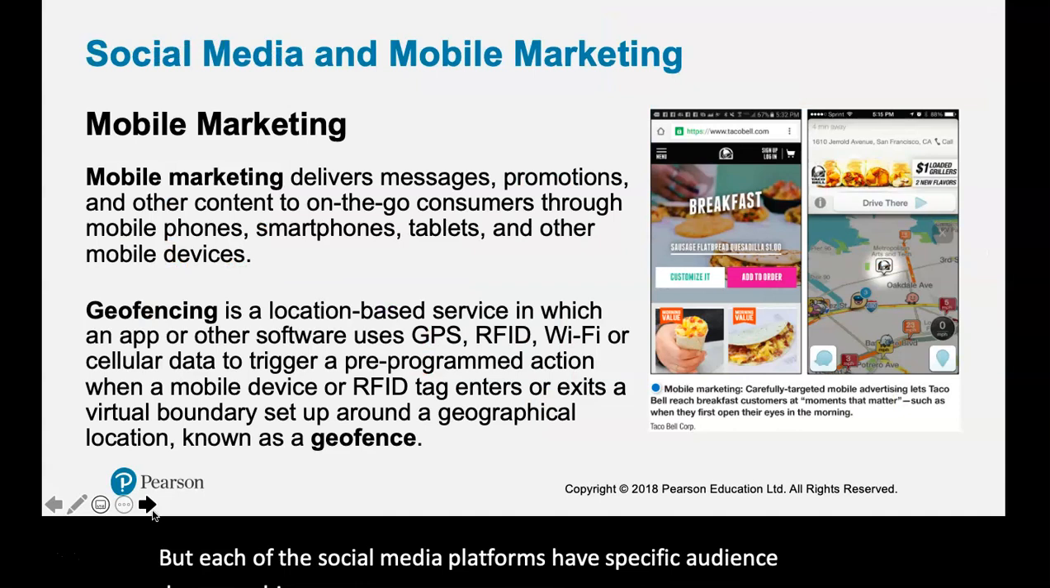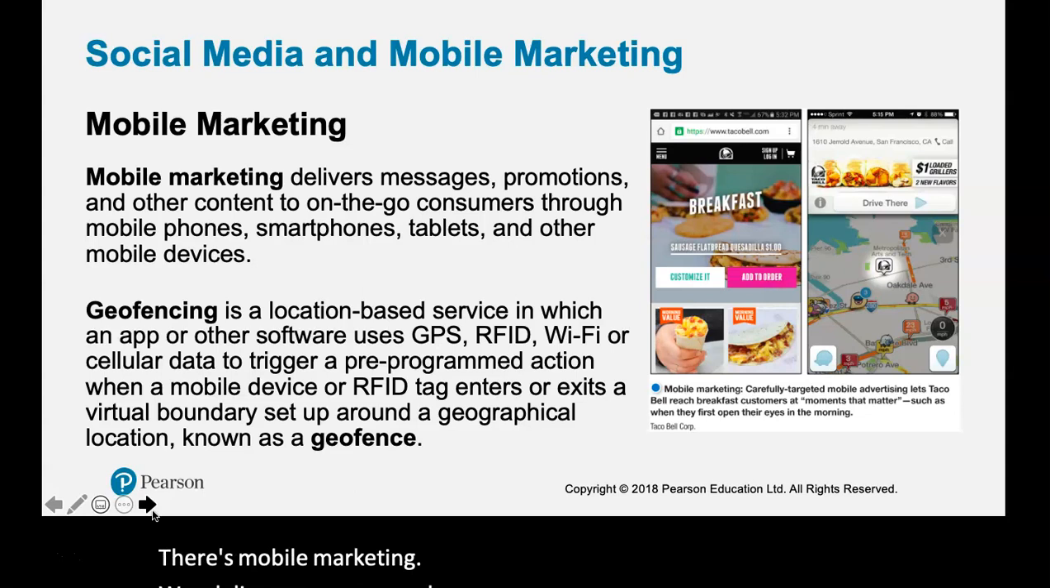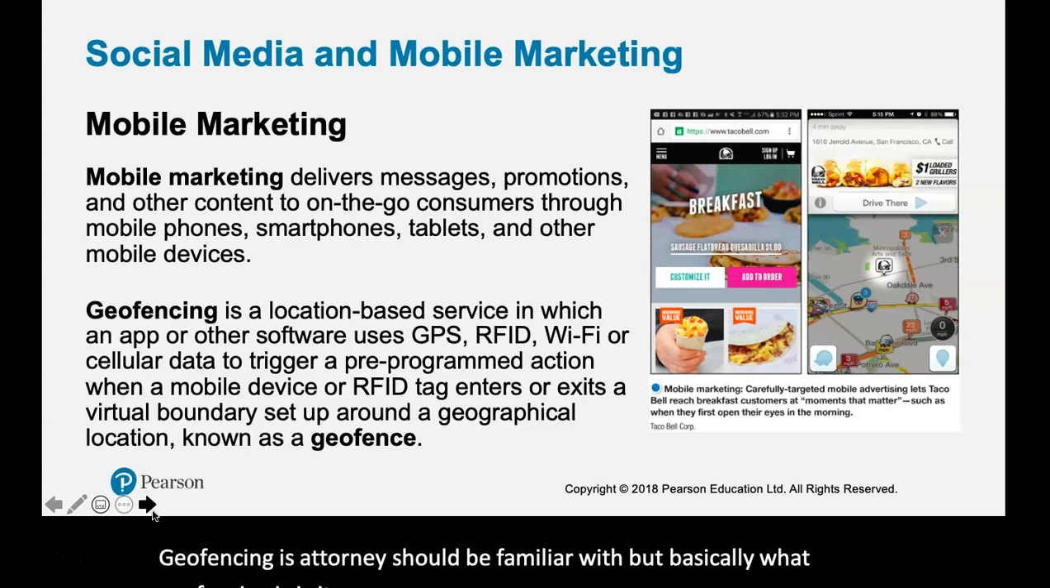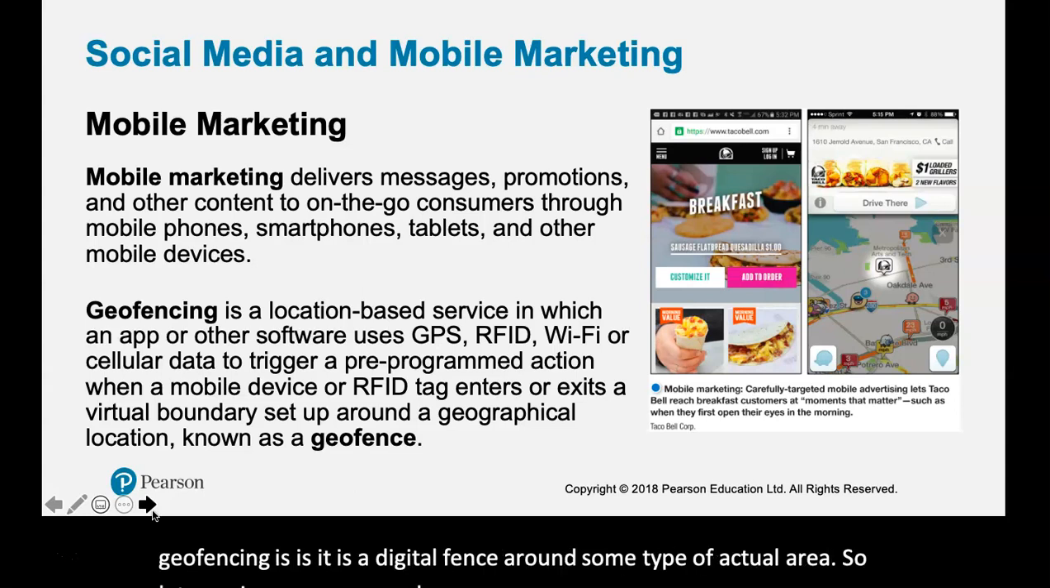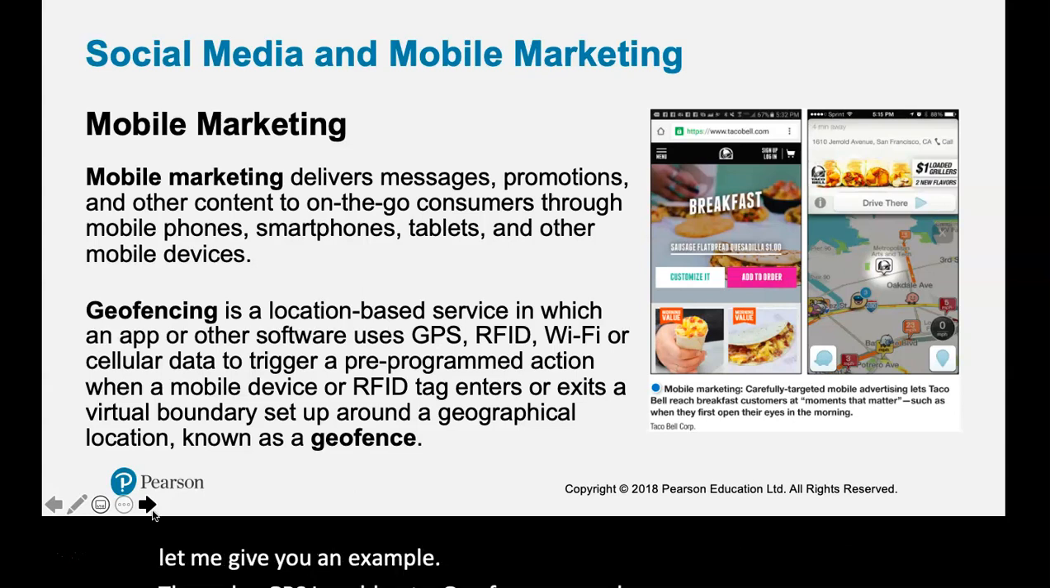There's mobile marketing, where it delivers messages and promotions through mobile devices. Geofencing is a term you should be familiar with, but basically what geofencing is, it is a digital fence around some type of actual area. So let me give you an example. Through GPS, I could put a geofence around the parking lot at Anthony Chevrolet in Fairmont.